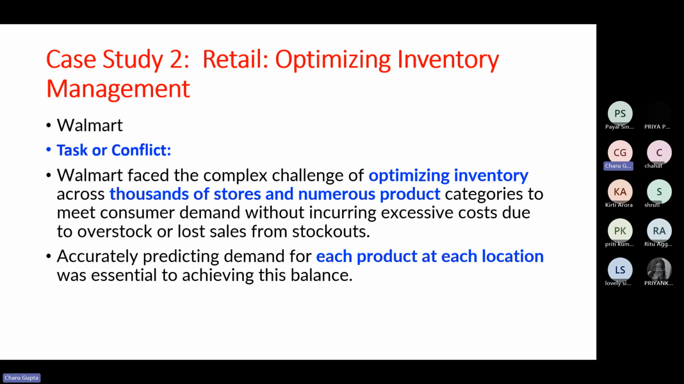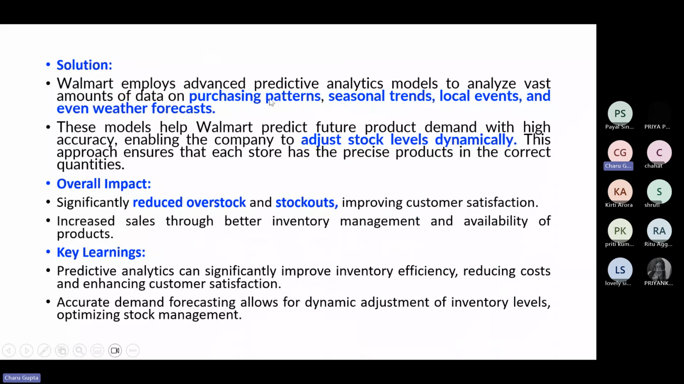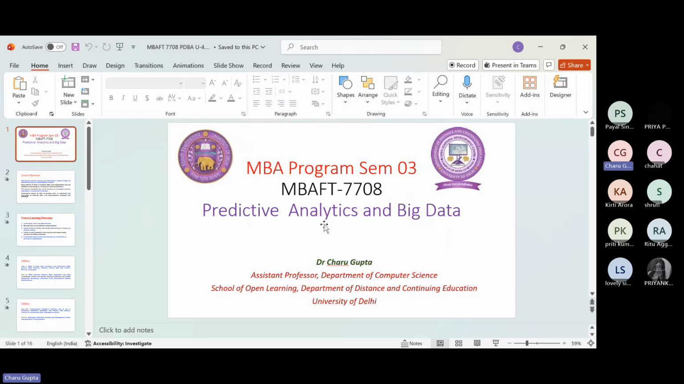So what they did, they took the data and identified the location of each product. Okay. And then from there they searched out the purchasing patterns, they analyzed the models, they identified the patterns, seasonal trends, local events, and weather forecast. And then the company adjusted their stock levels. Okay. This has reduced the overstocking as well as the out of stock problem and improved the customer satisfaction. So these are the two case studies. So with this, unit number 4 is finished.